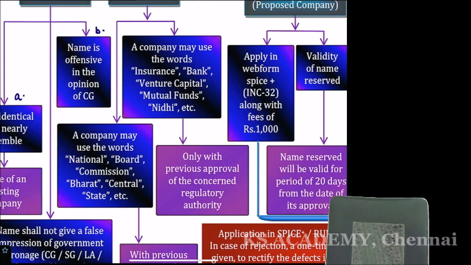Central government and regulatory authority. No, I'm asking you the restriction. Explain clearly. What names, if I use, Central Government permission is required? What names, if I use, regulatory authority permission is required? For Central Government: nation, state, commission, board. Very good. Next.